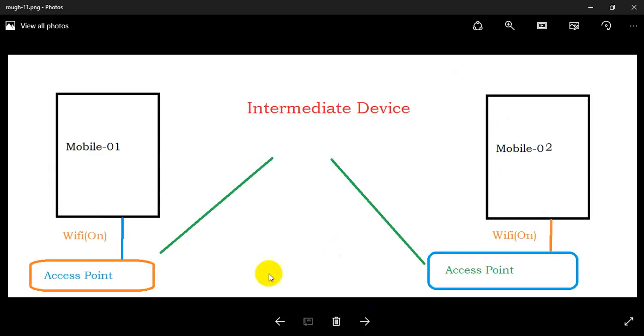So let's move forward. The intermediate device in this diagram is the access point through which these end devices, which are mobiles or smartphones, tablets or iPads, are connected, and they can communicate through Wi-Fi. Because the mobile is connected to the access point wirelessly, that's why Wi-Fi is on. And here it's also the same situation. Through access points, these devices can communicate with each other by wireless connectivity.